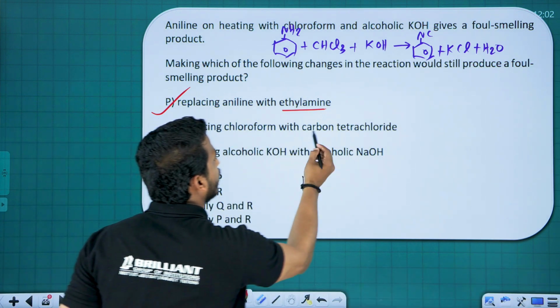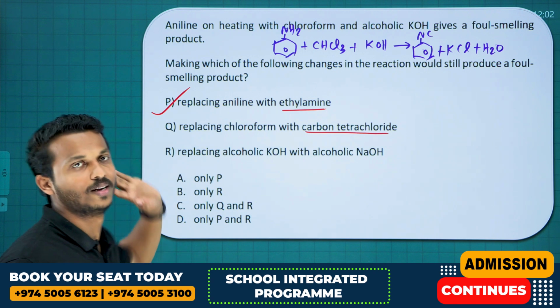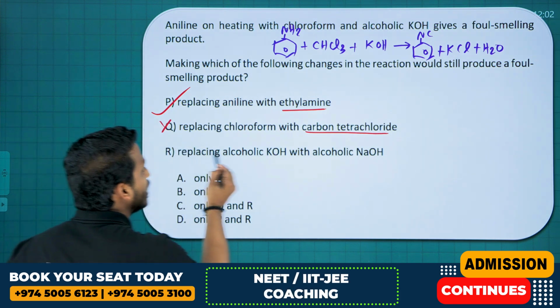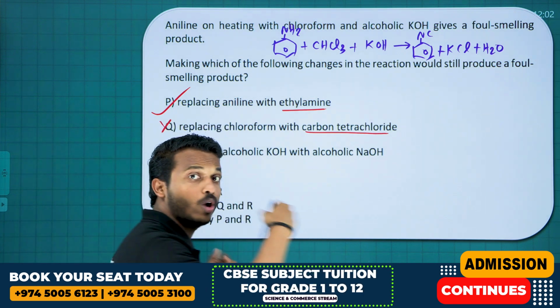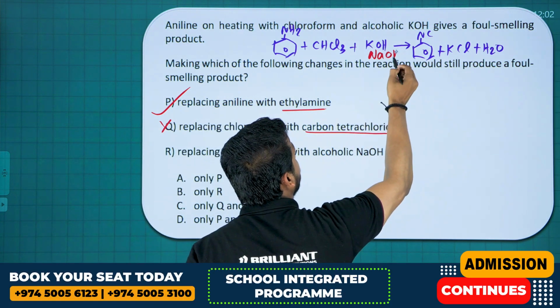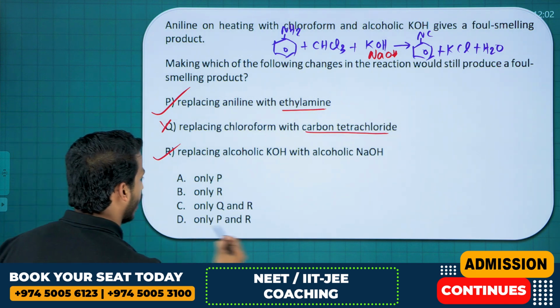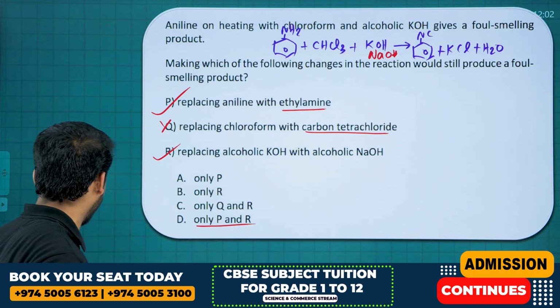Replacing chloroform with carbon tetrachloride. That's not possible. Chloroform must be there. Now, replacing alcoholic KOH with alcoholic NaOH. No issue. There should be a strong base, that's all. NaOH or KOH can be used. So here also P and R. Only P and R will give the foul smell again.